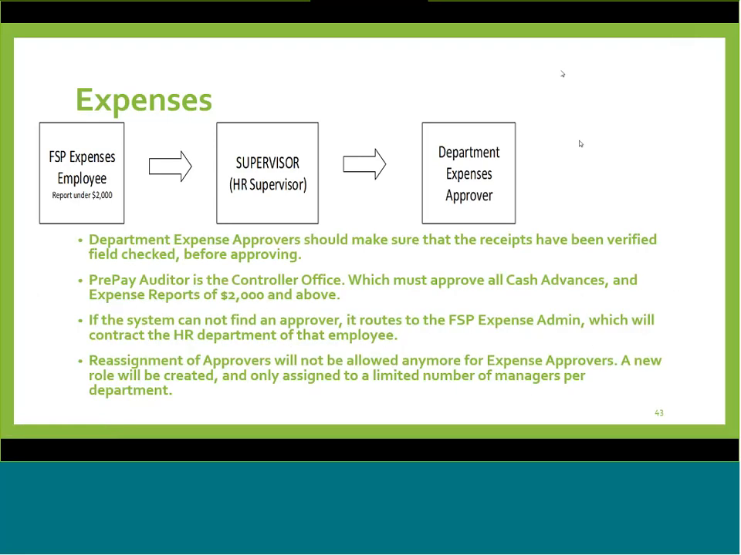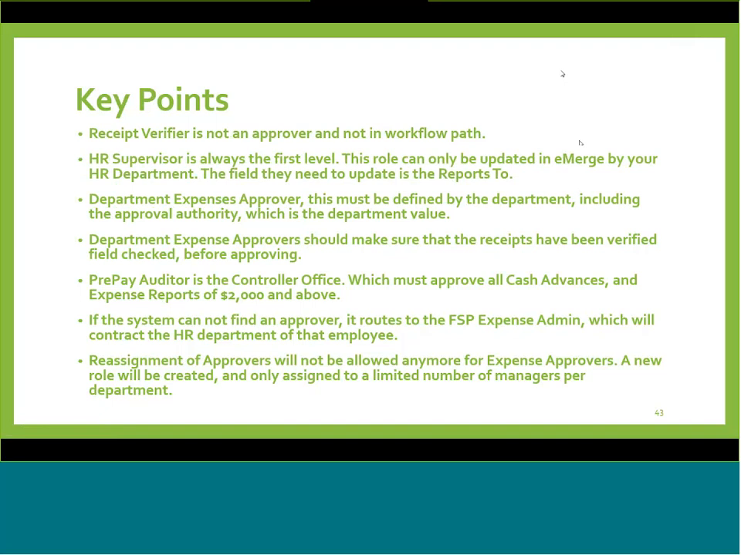Okay. Now, key points: receipt verifier, and we get this a lot, is not an approver role, and they're not in the workflow approval path. But I do have down here that the department expense approver should work with the receipt verifier. There is a checkbox that they're supposed to check that they verified all the receipts and even the accounting fields, and the department expense approver should look for that before approving. But it is not required, because they did not want it required, because sometimes some expense reports might not have receipts.